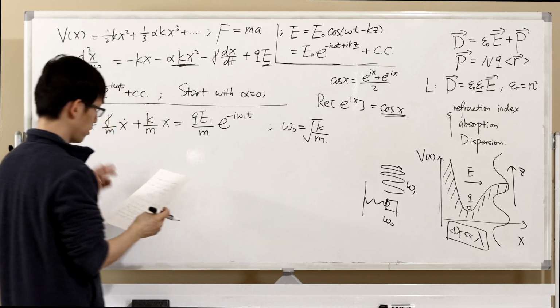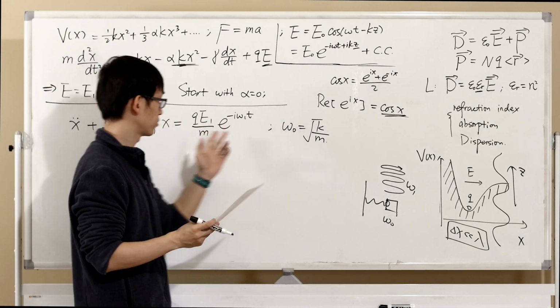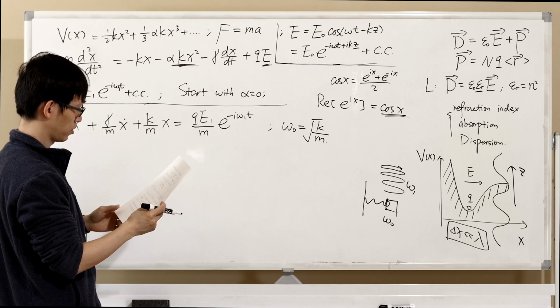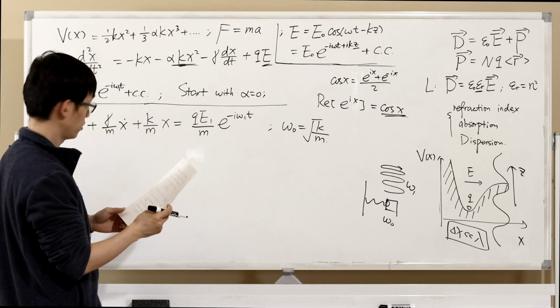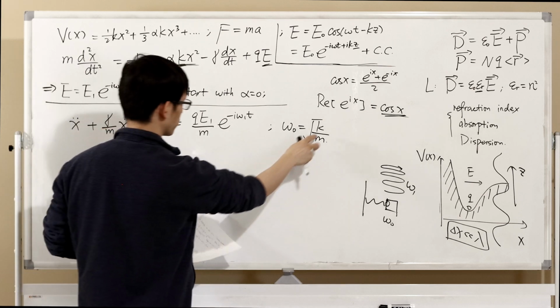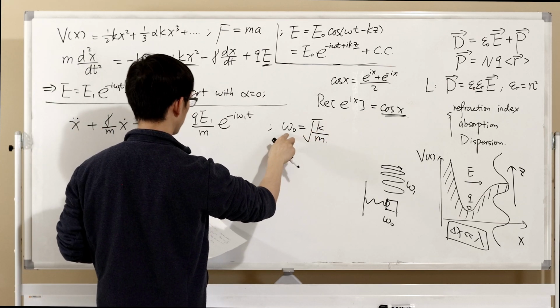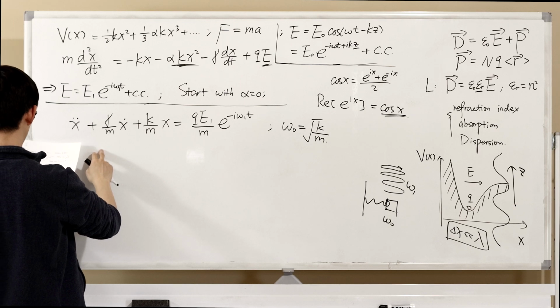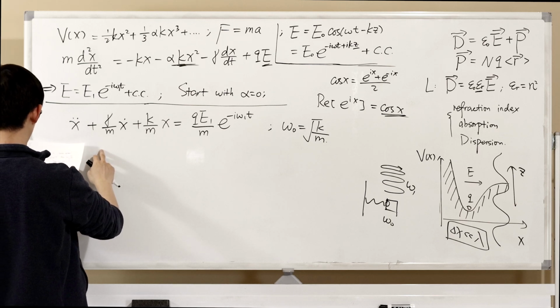Then we can rewrite the parameters here, and replace k divided by m with omega knob squared, and then what you will get here is, let's see here.